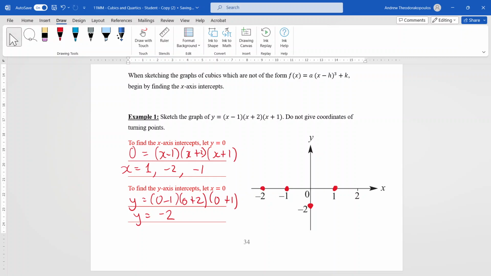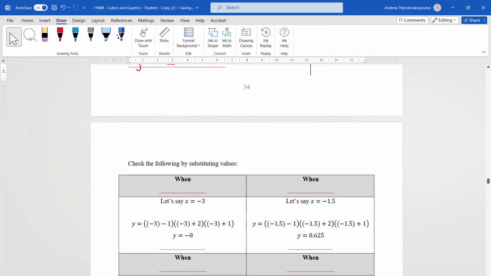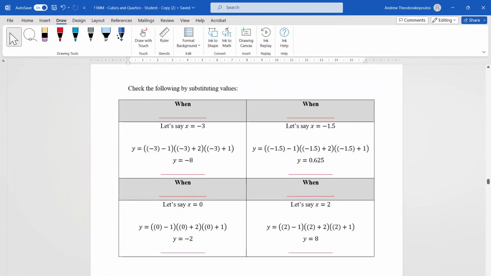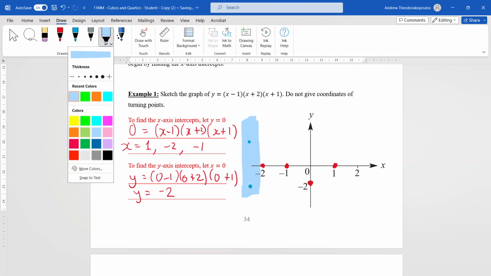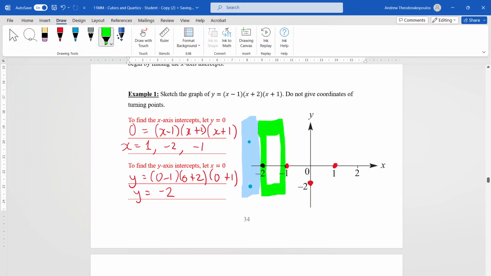We just need to figure out what the actual graph looks like. So what we're going to do now, and this is something you've probably never had to do before, is check on this graph, if we substitute certain values. I know that these are my intercepts here, negative 2, negative 1, and 1. I want to know whether or not the graph is above or below the x-axis on the left-hand side of negative 2. I want to know also whether the graph is going to be above or below the x-axis in between these 2 points.